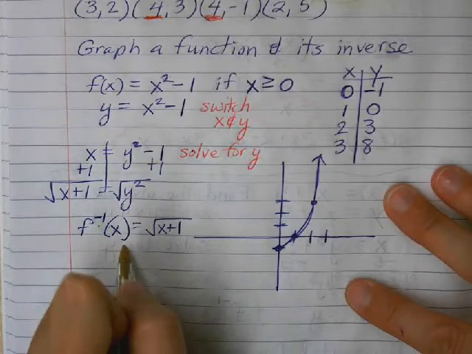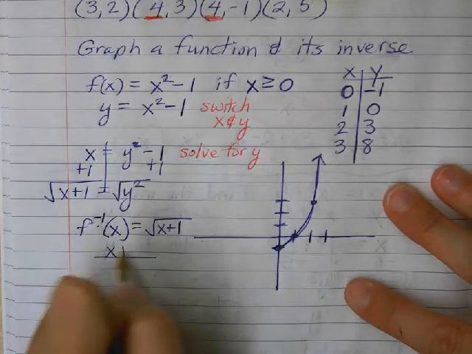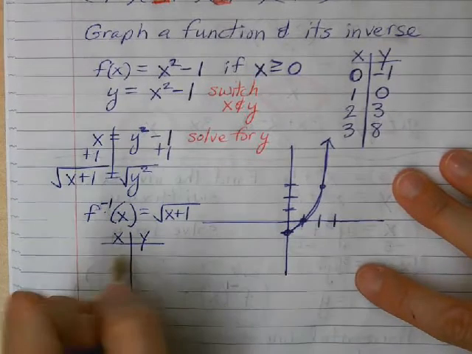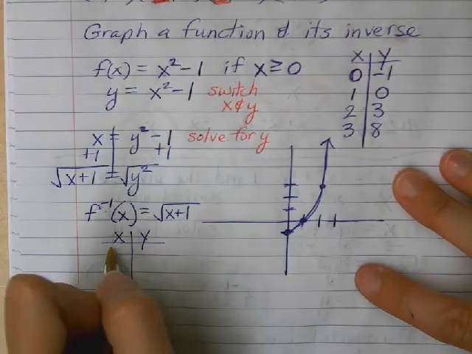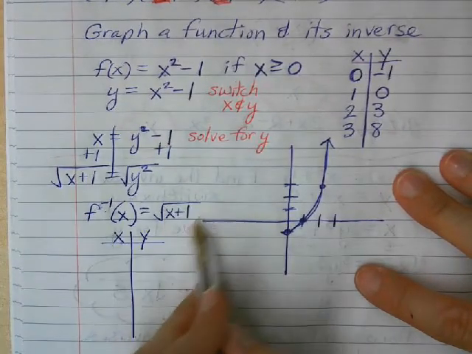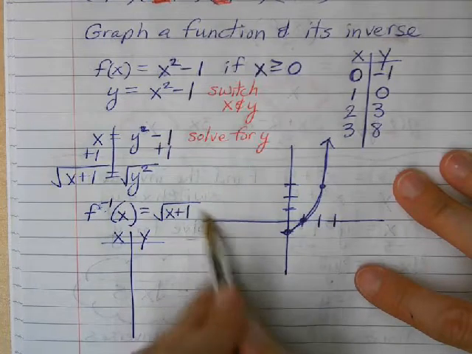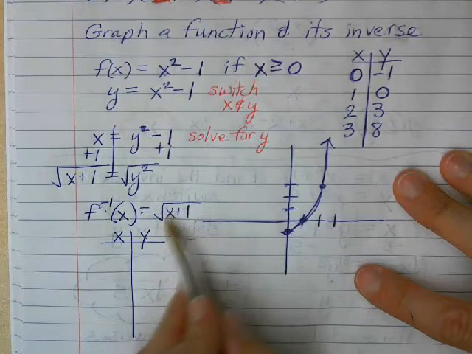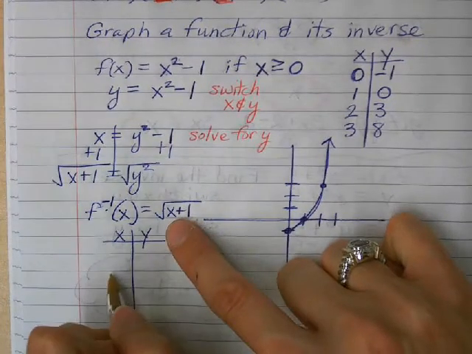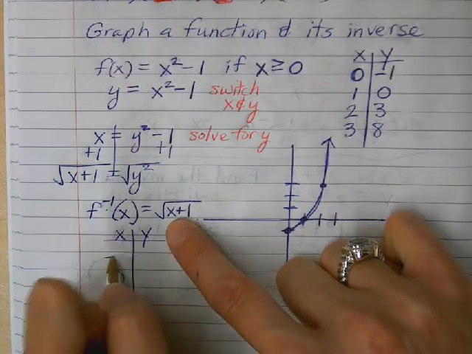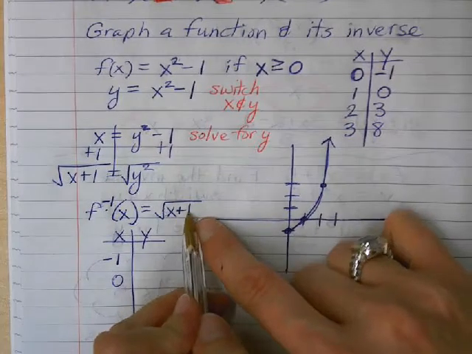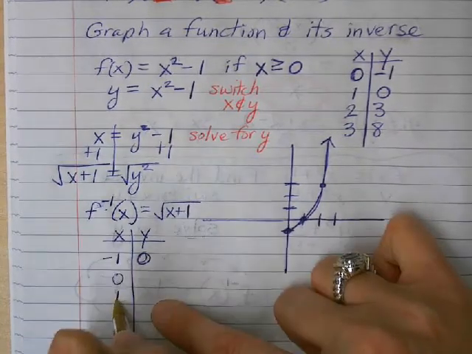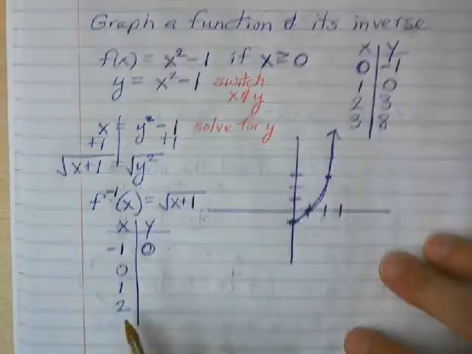Well, again, you could make a table. You could easily make a table. It doesn't take that long. And you can plug in numbers. Remember, you just can't have square roots of negative numbers. You can't plug in like -5 in here. It's not going to work. But we could plug in 0. We could even plug in -1, because -1 plus 1 is 0. Square root of 0 is 0. We could plug in 0, 1, 2, etc.